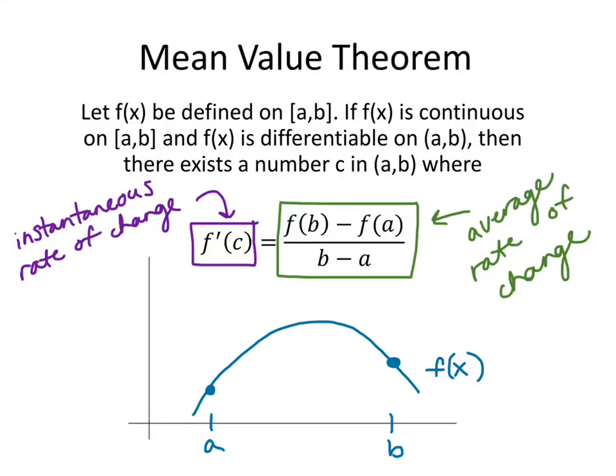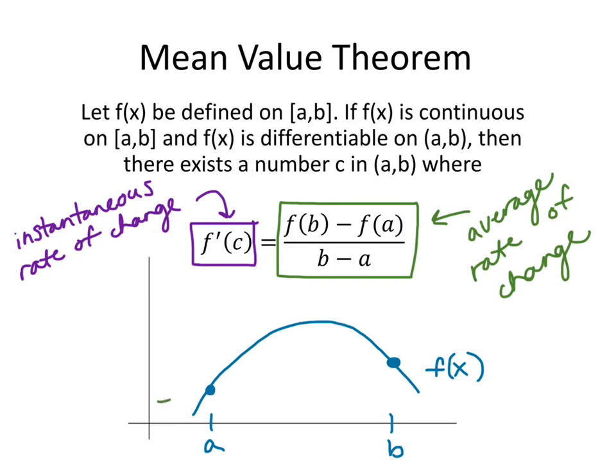Here we have the mean value theorem, which you can think of as the average slope across a closed interval for a function that must be continuous on the closed interval and differentiable on the open interval, since you don't need to take derivatives on the endpoints. So here's an example of a function from the closed interval from a to b.